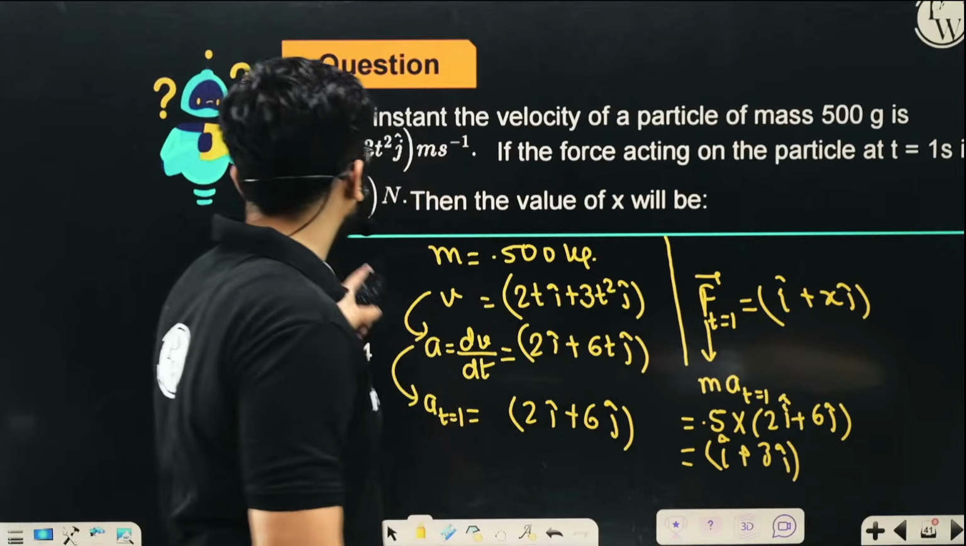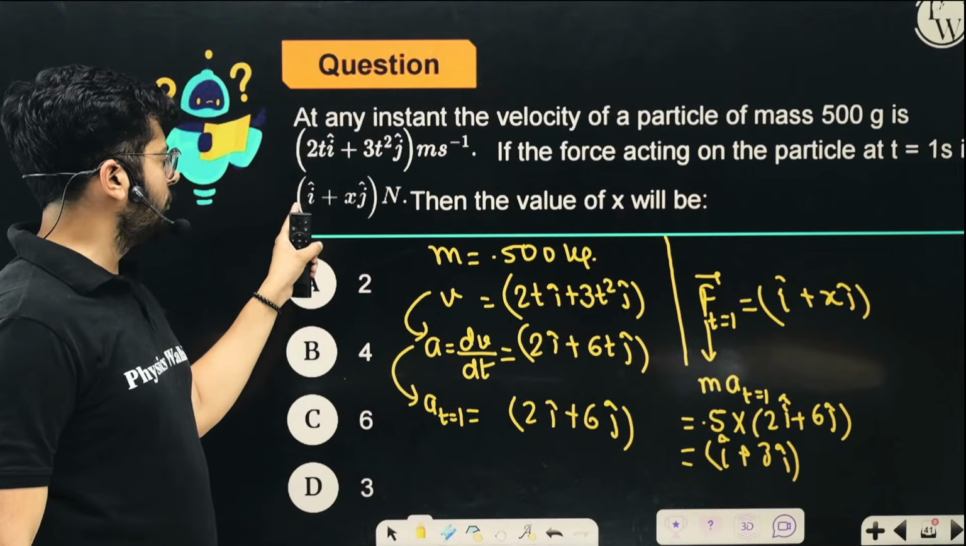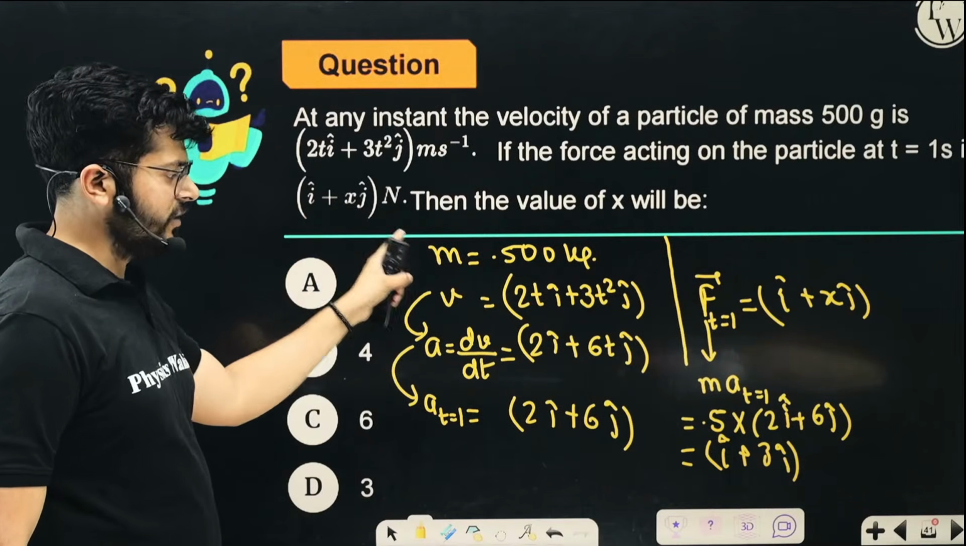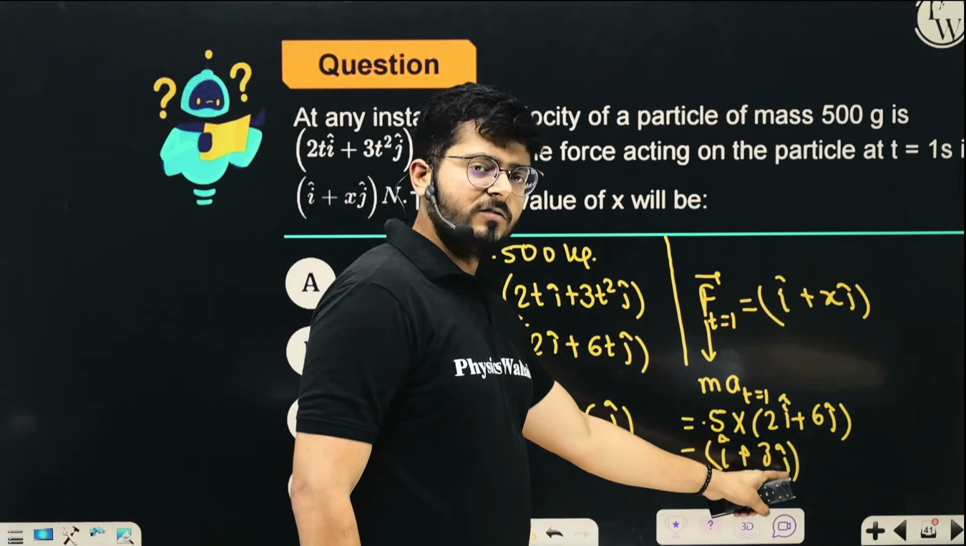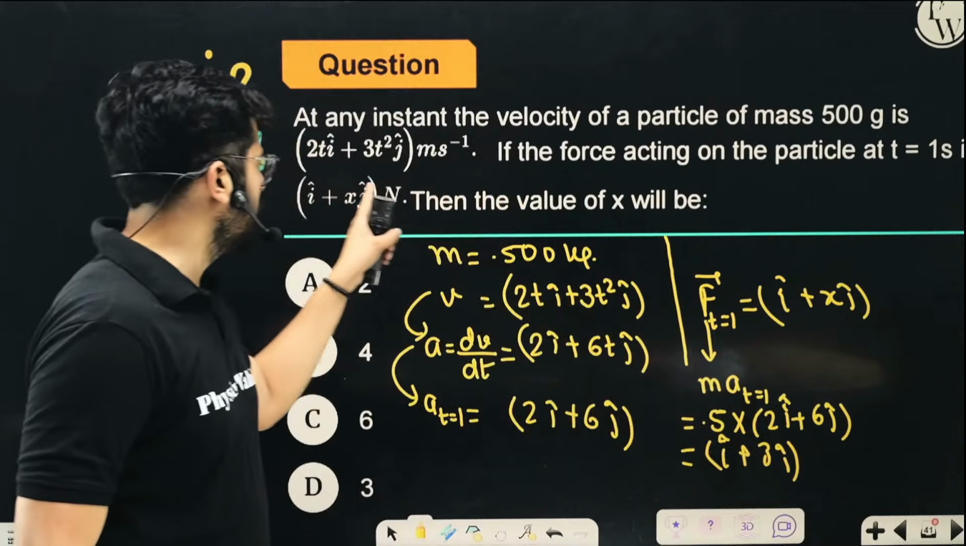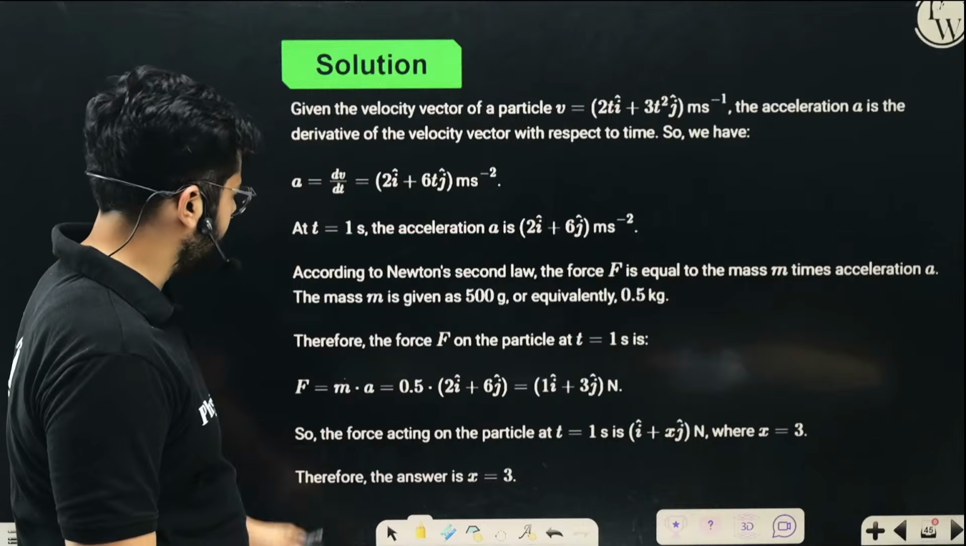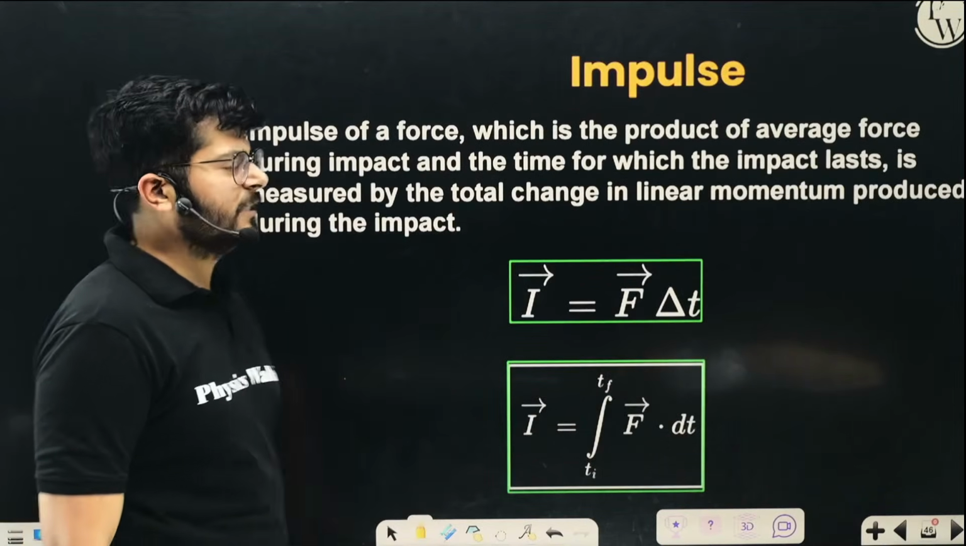The given value of force is i plus xj. The calculated value is i plus 3j. So in place of x, we have 3. So option D is correct, right? Yes. Now the next part is impulse.